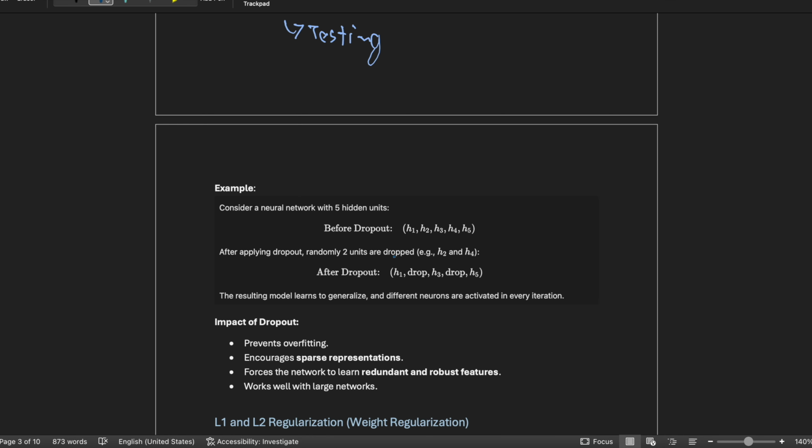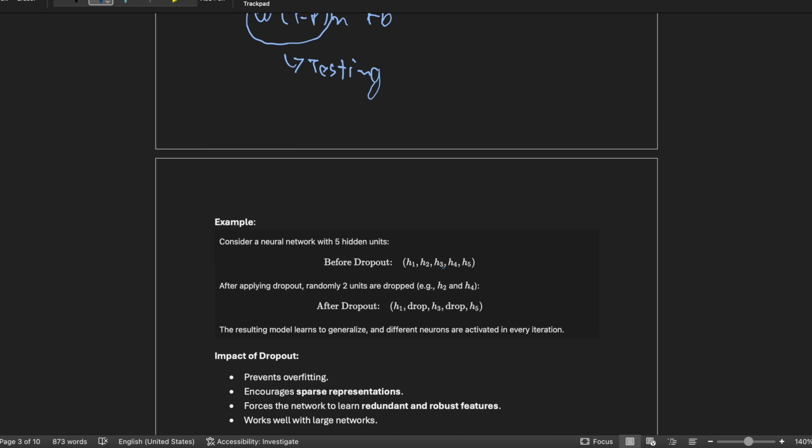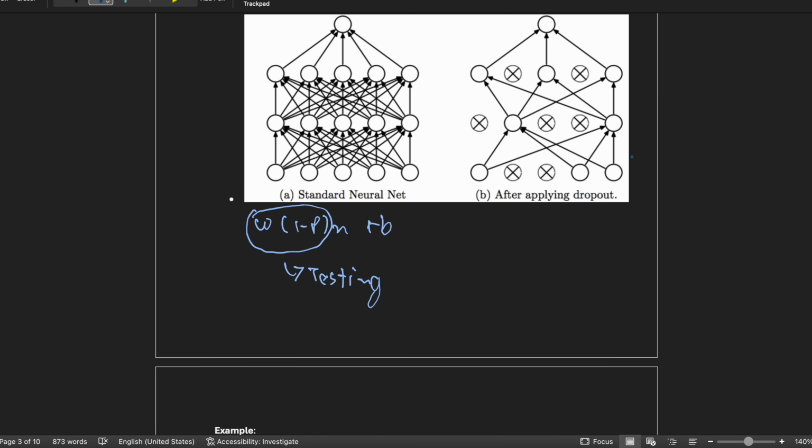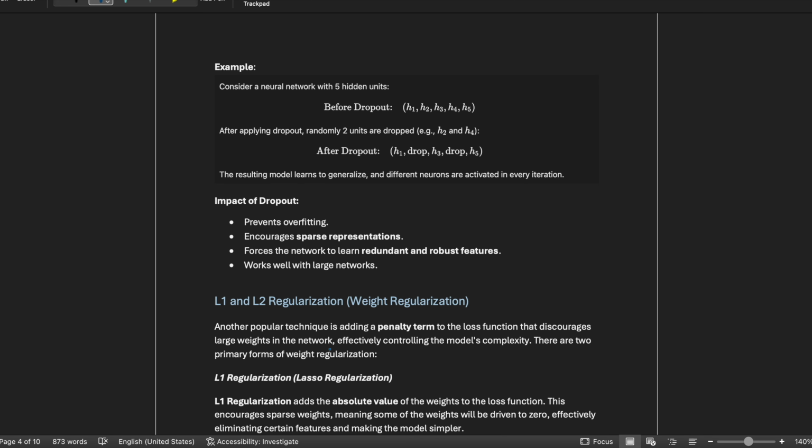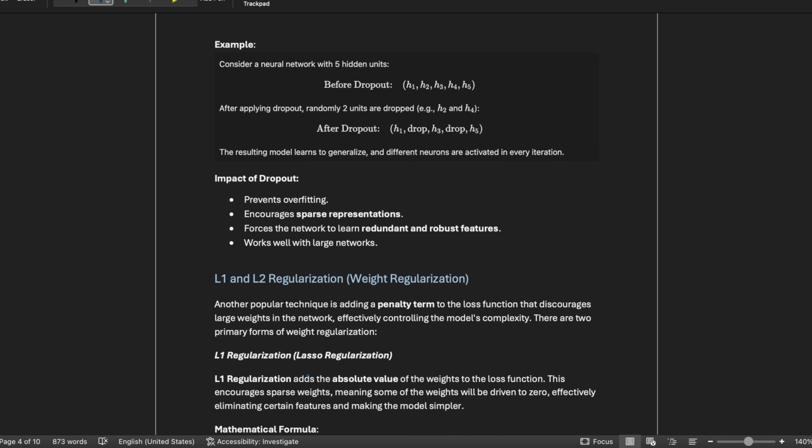So this is basically like five neurons in a hidden layer, and we just dropped two of them. This will basically prevent overfitting and encourage sparse representation, where some of the weights are becoming or close to becoming zero. So this is how our dropout works.